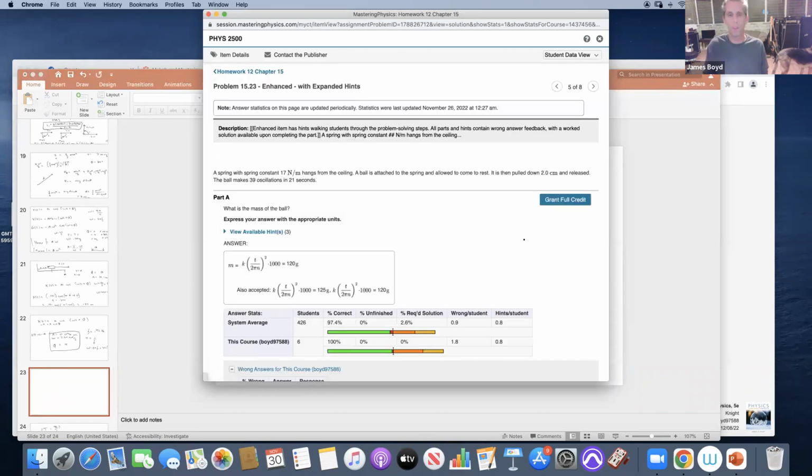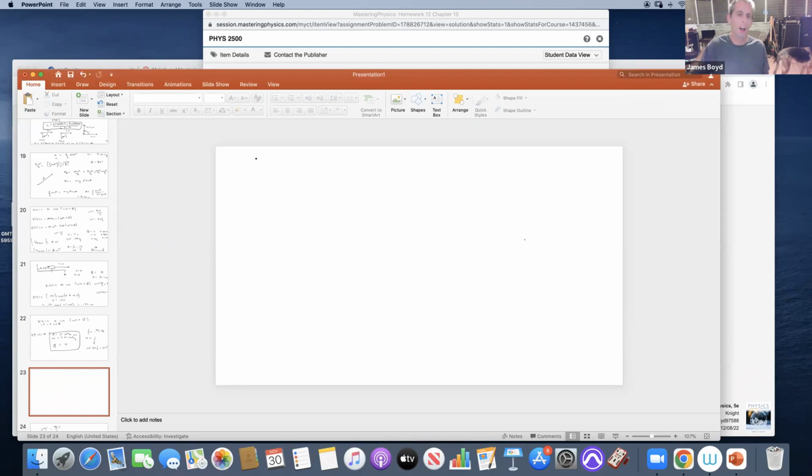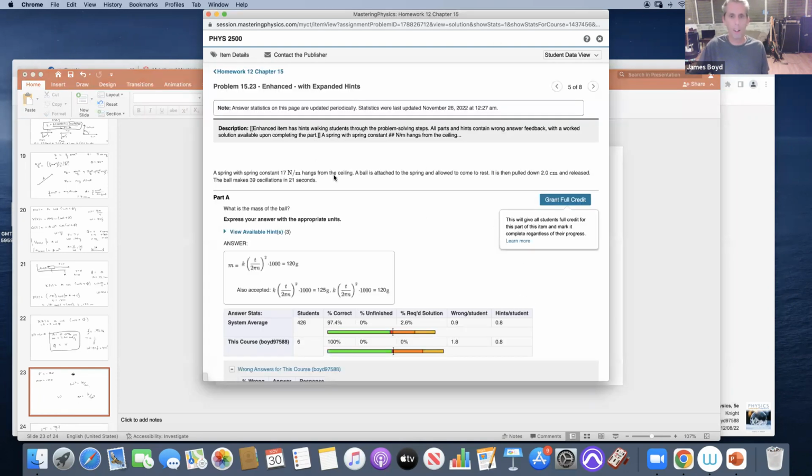Okay. What we need to remember here is, in the spring equation, we have that MA is minus KX. From the differential equation, we get that omega squared is K over M. So we need to find omega, and we need to find K, obviously. So M is K over omega squared. All right. Our K is 17. We need to find omega.